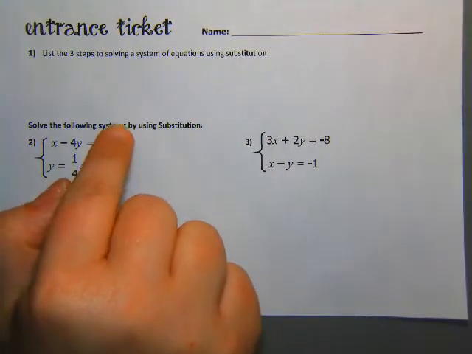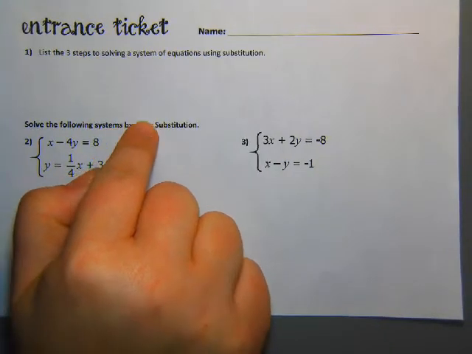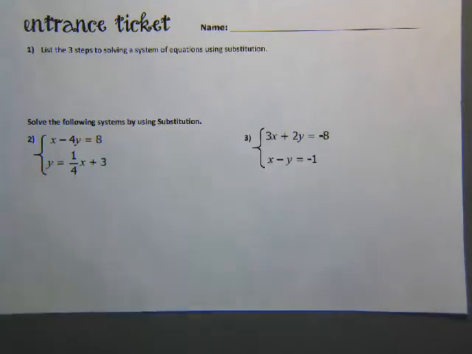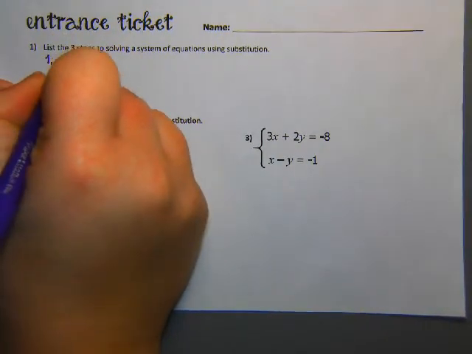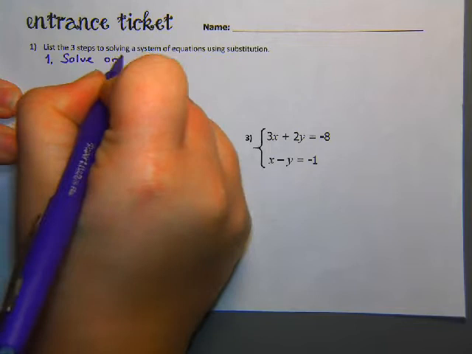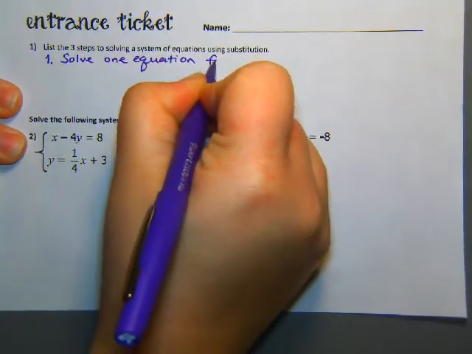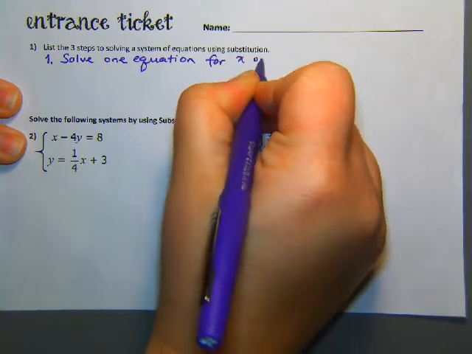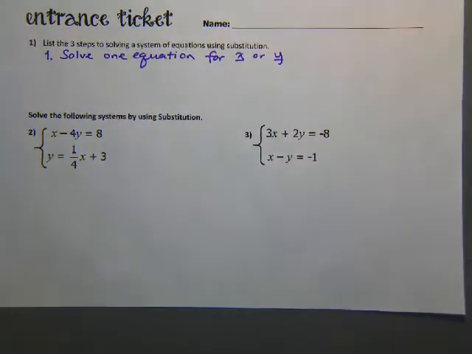So the first thing you want to do is list the 3 steps to solving a system by using substitution, and that's literally just from your notes. I'm going to paraphrase and simplify it a little bit. Step 1 is to solve one equation for x or y. Okay, so you pick one and solve for x or y.